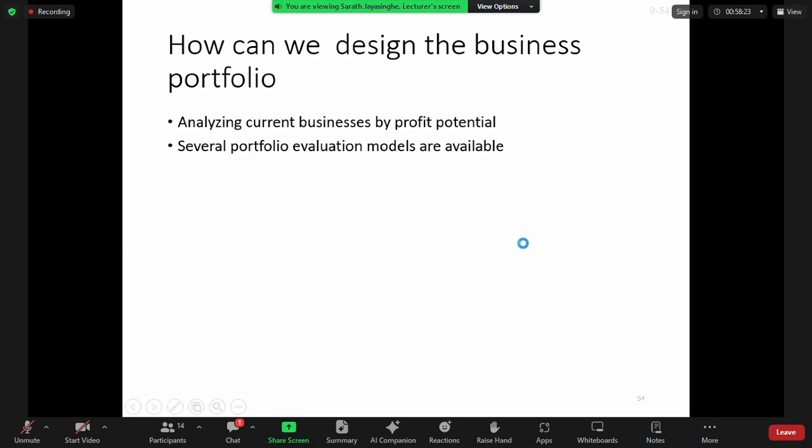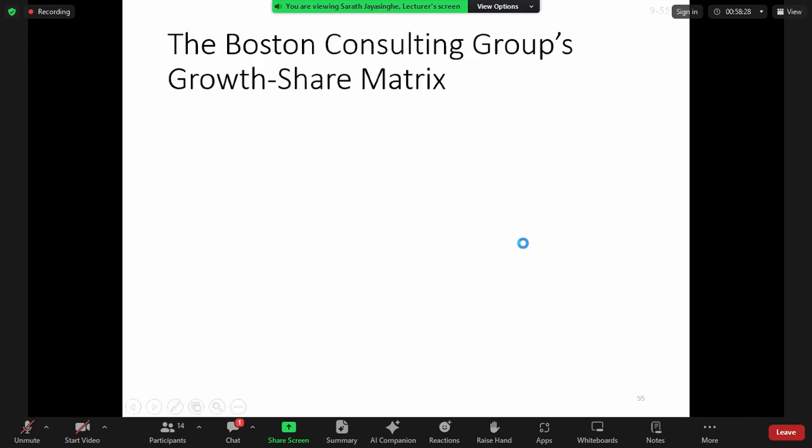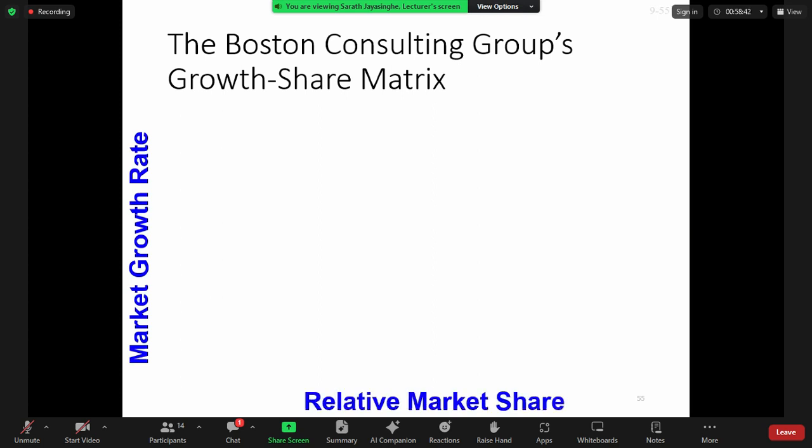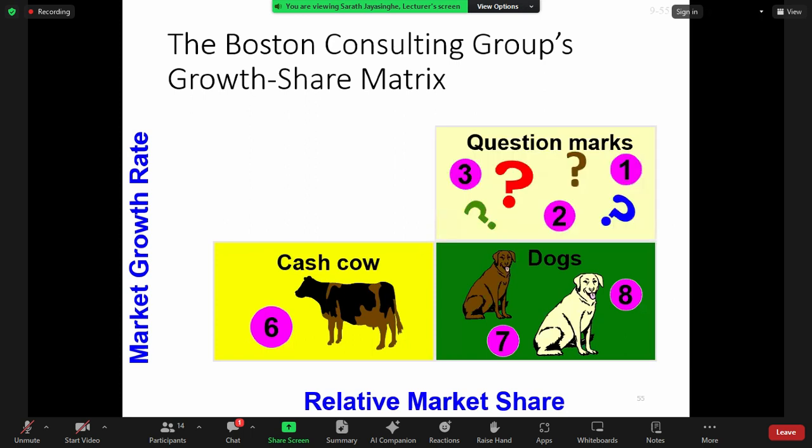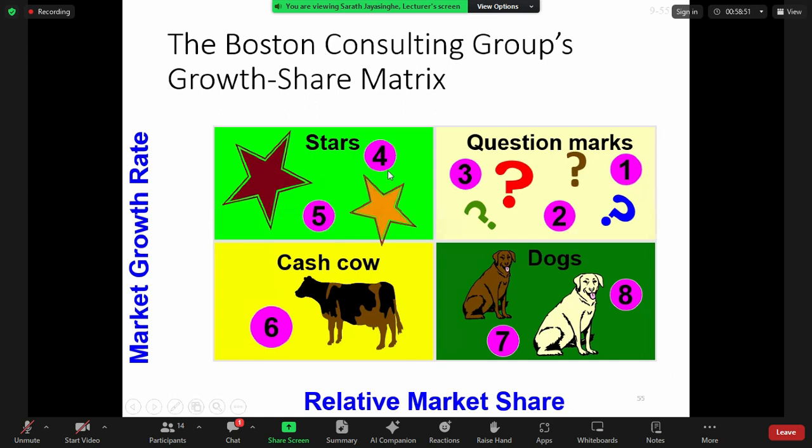Analyze current business by profit potential. Several portfolio models are there. One such is the Boston Consulting Group growth share matrix. You have done this one also. Market growth rate here, relative market share is here. And accordingly, you know the stars, question marks, cash cows and dogs are there, right?